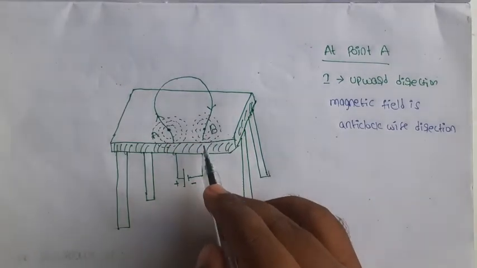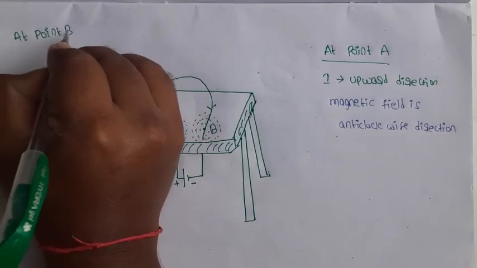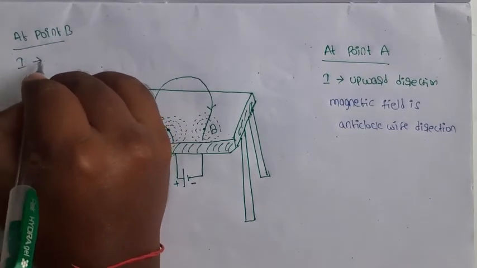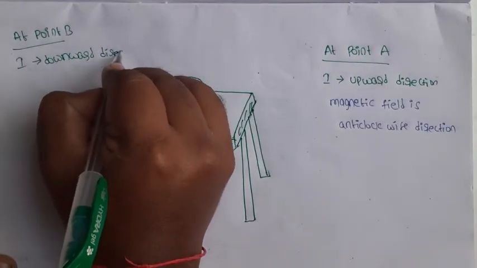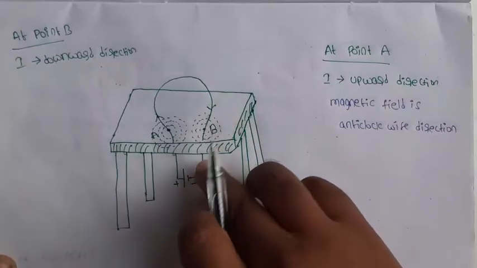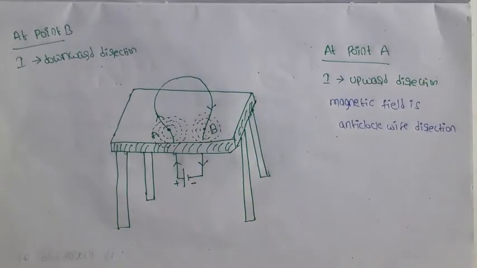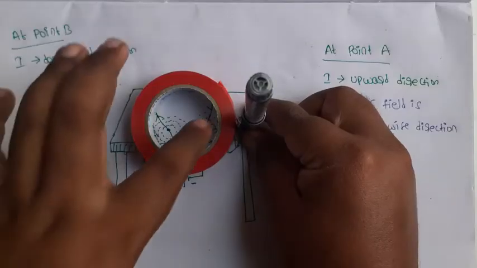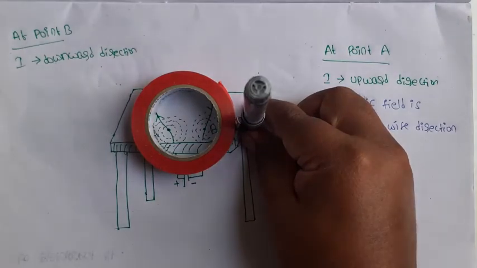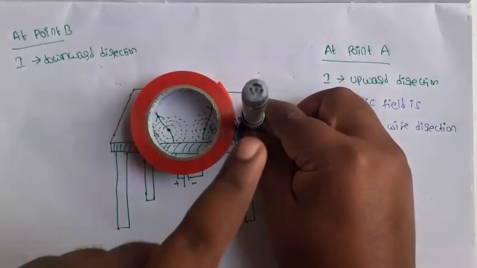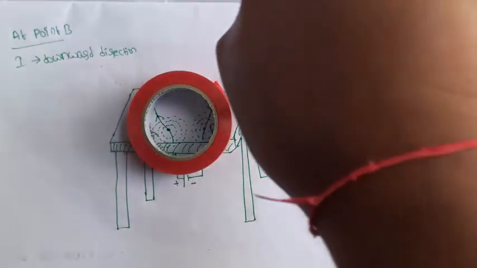What about point B? At point B, the current direction is downward. What is the direction of the magnetic field at point B? So here the current direction is downward. This is the current direction.